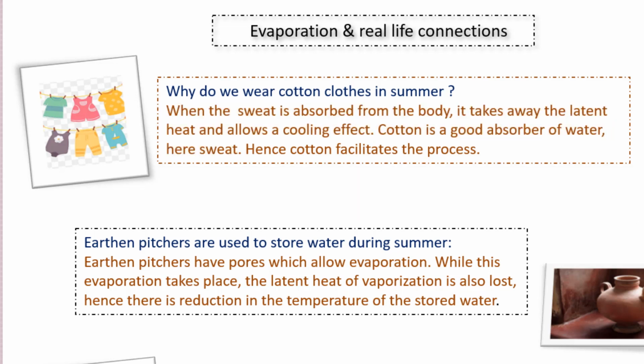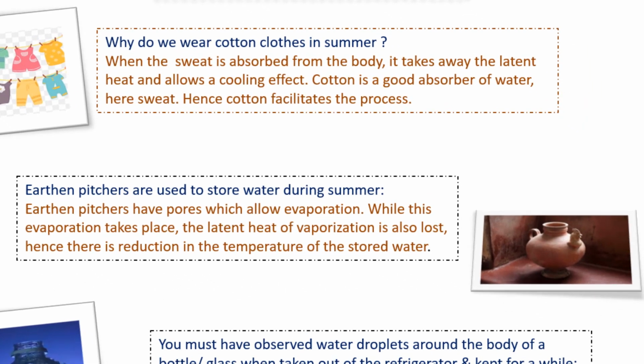We have often used earthen pitchers, which we call matka, in our houses during summer. We store water and the water is as cold as refrigerator water. Earthen pitchers have pores on the outer surface which allow evaporation. Generally, the heat during the summer is so high that water gets evaporated even when it is kept inside vessels like the earthen pitcher. So while this process of evaporation takes place through the pores of the pitcher, the latent heat of vaporization is also lost. Hence, there is a reduction in the temperature of the stored water.